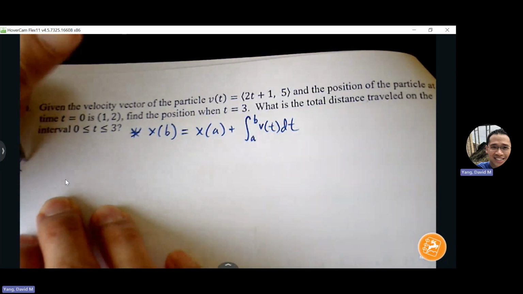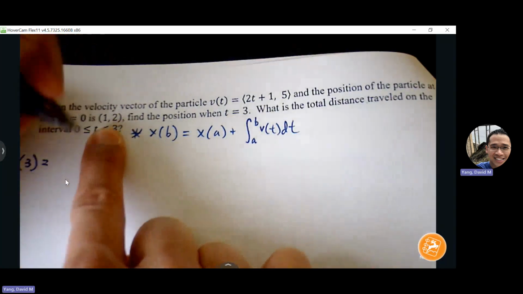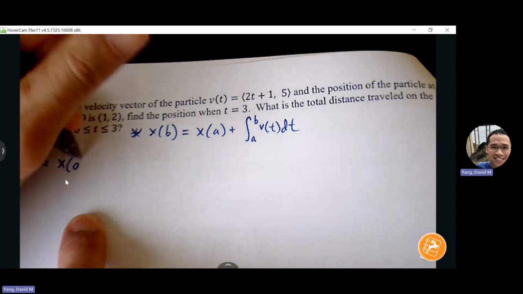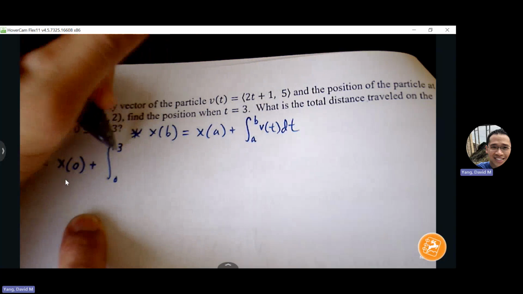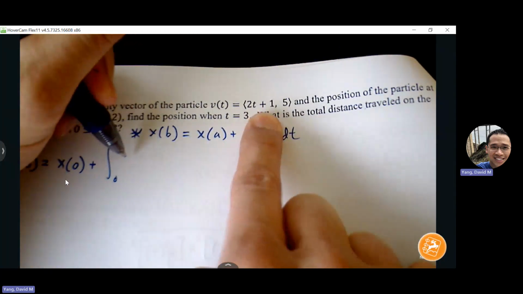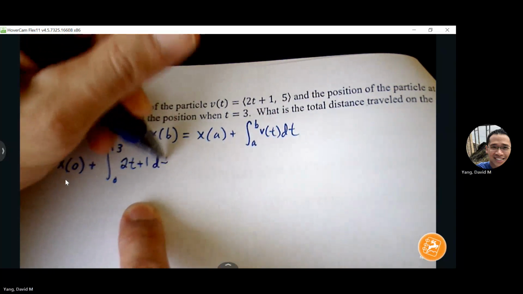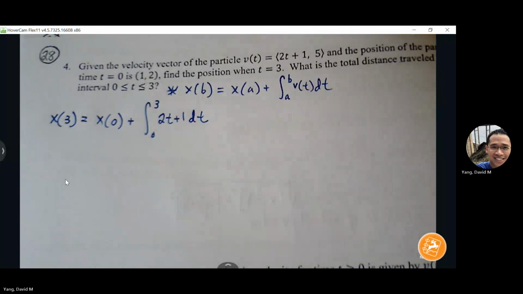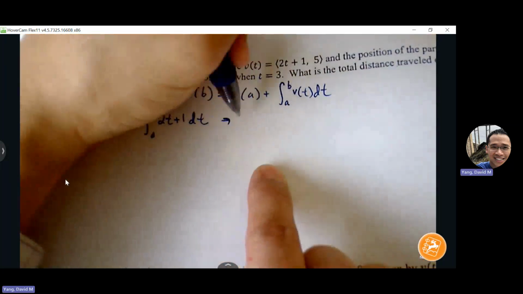If I want to find x of 3, I know I can start at x of 0. I know x of 0 is 1, plus the definite integral from 0 to 3 of the horizontal component of my velocity function. Okay, so we do the power rule here.